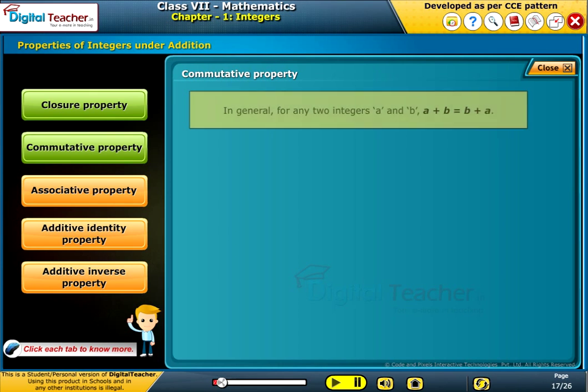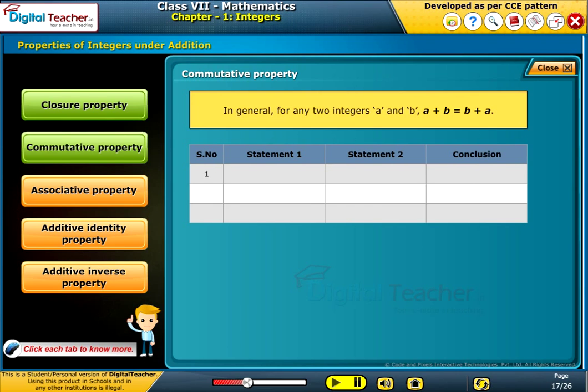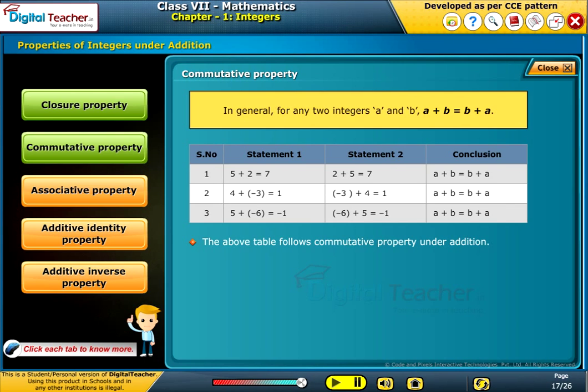Commutative property defines for any two integers a and b, a plus b is equal to b plus a. In the first statement, 5 plus 2 is equal to 7, and in the second statement, 2 plus 5 is equal to 7. And it concludes that a plus b is equal to b plus a. Same for the second and the third statements also as shown in the table. Therefore, the above table follows commutative property under addition.